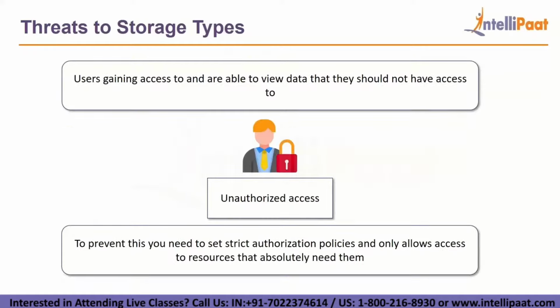The first one is unauthorized access. As the name suggests, users gaining access to, or being able to view and manipulate, data that they should not have access to is called unauthorized access. To prevent this, you need to set strict authorization policies and only allow access to resources that are absolutely needed by them. For instance, if the developers in your organization want access to certain resources to build an application, you only provide access to those resources that they absolutely need. So a server, a database instance, and a virtual server which they can connect to each other. That's about it. That's all you need for your app developers.